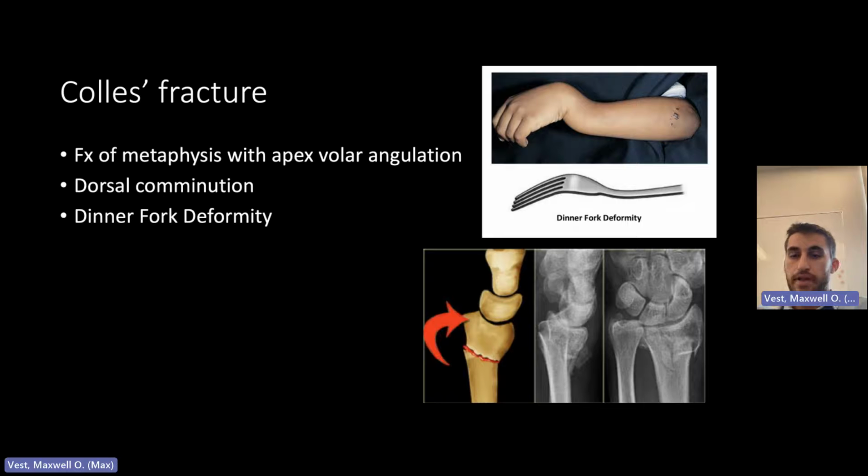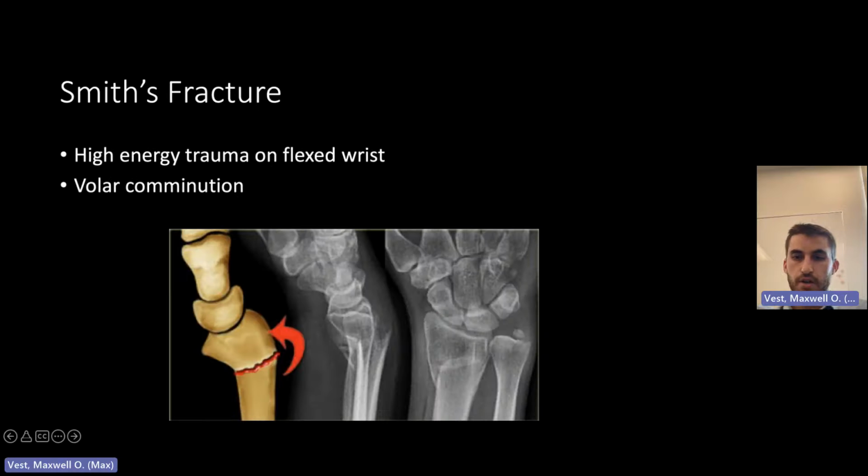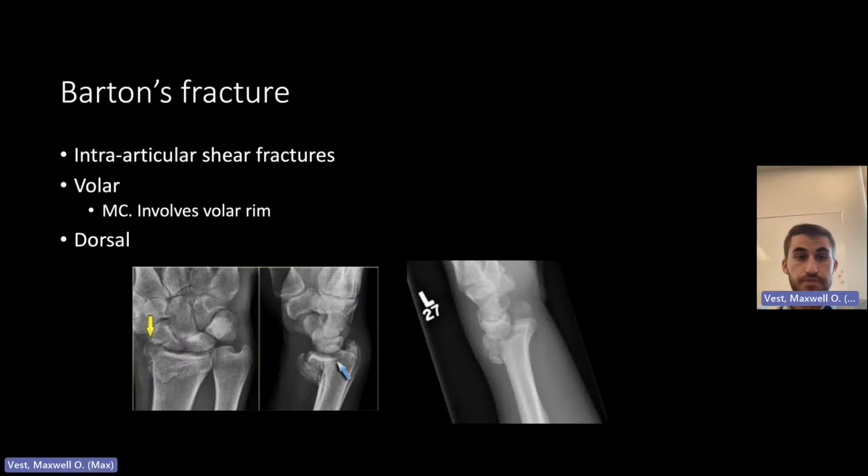So one of the more common types of distal radius fracture we see is a Colles fracture, and this is a fracture of the metaphysis of the distal radius with apex volar angulation and with dorsal comminution, and you get what's called the dinner fork deformity, which you see here is essentially shaped like a dinner fork. There's a Smith's fracture, which is typically high energy on a flexed wrist, and you can get volar comminution, and is basically the opposite of a Colles fracture.